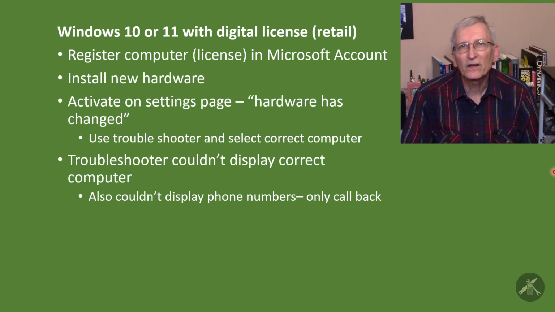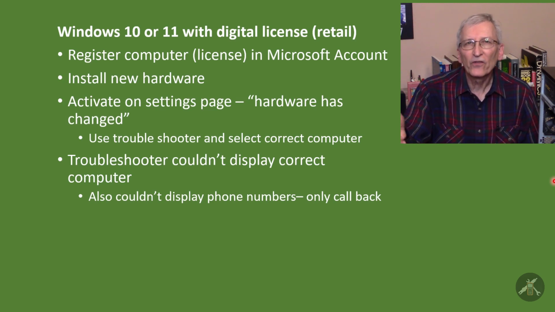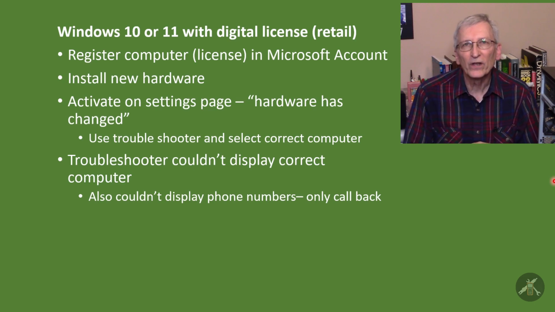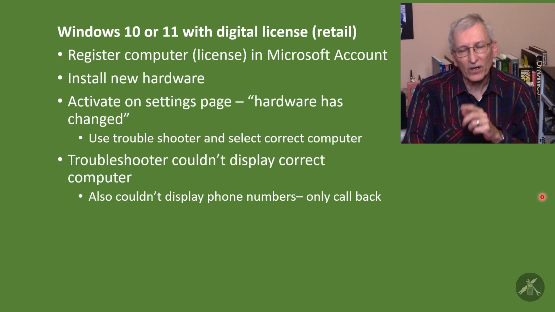So you install your new hardware. When you go back and connect to the internet, it'll say it's not activated. You go into settings to the activation page, and it'll say hardware has changed. You need to activate. And there's a way to do that. Well, on this one, it didn't work. So that's what I'm here to talk about.